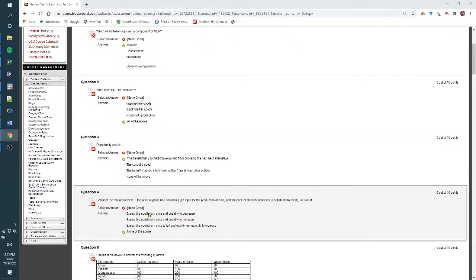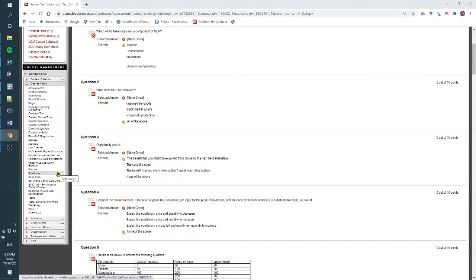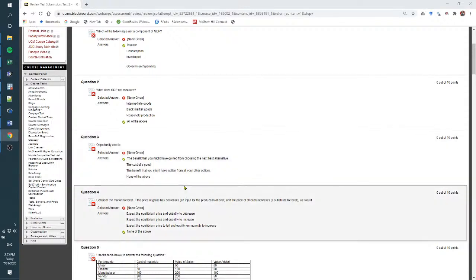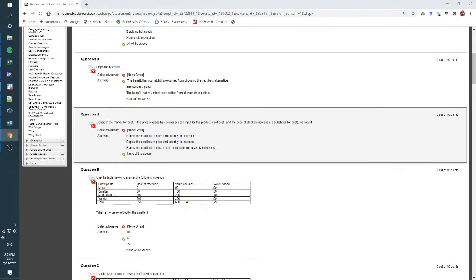Question number 3, opportunity cost. This is just a straight up definition. The benefit you might have gained from choosing your next best alternative. It's not the cost of a good. It's not the benefit you might have gotten from all of your other options. It is the benefit you might have gained from your next best. It's what else you could have done. It's just a definition.